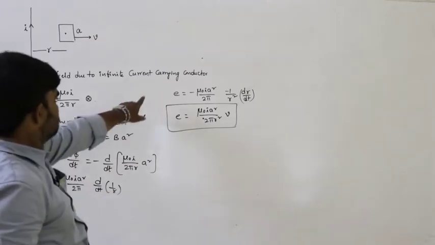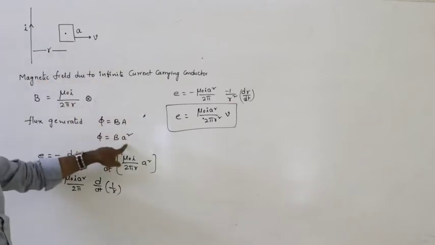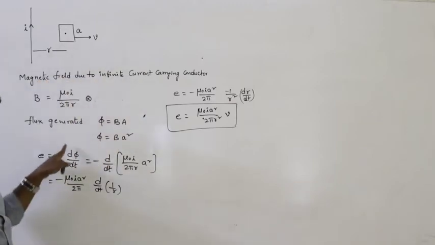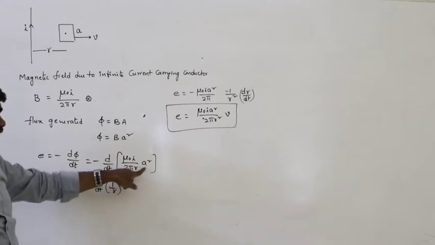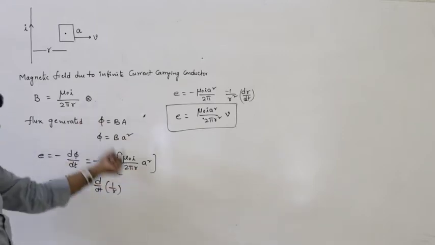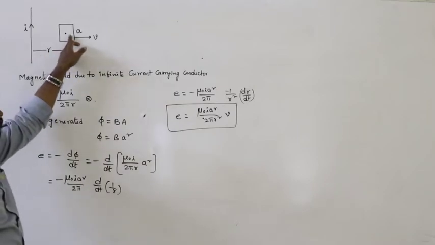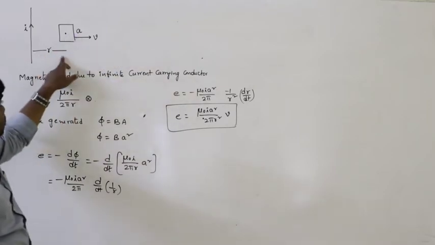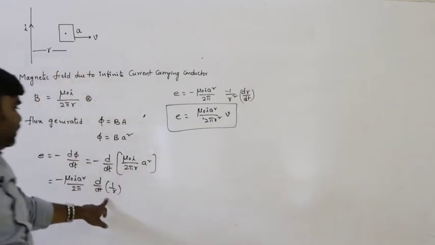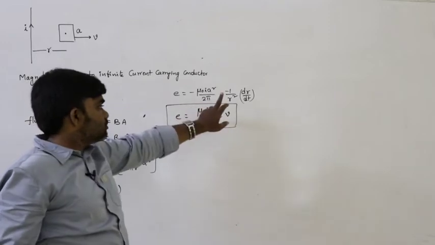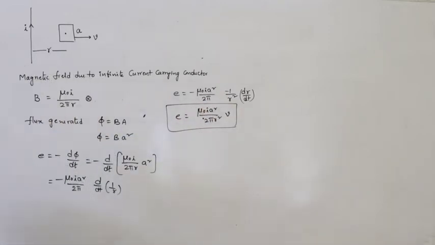This is the situation. Phi is equal to BA, the area is A square, and the induced EMF E is equal to minus d phi by dt, minus d by dt of mu naught I by 2 pi r into A square. Here what is the only quantity that changes? r. As the square loop moves outwards, the r value changes continuously. So that is d by dt of 1 by r, which is minus 1 by r square into dr by dt. So this is the formula.